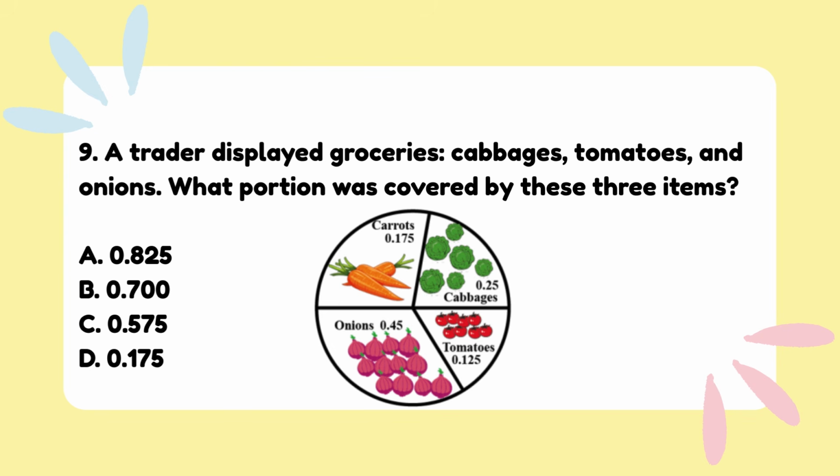9. A trader displayed groceries, cabbages, tomatoes, and onions. What portion was covered by these three items? A. 0.825. B. 0.700. C. 0.575. D. 0.175.